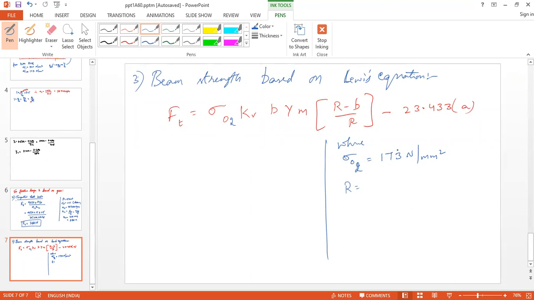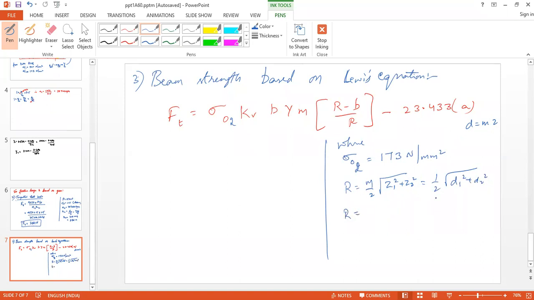What is the value of R? R is equal to 1 by 2 root of Z1 square plus Z2 square, multiplied by m. Or if I want to express this in terms of diameters, because we know the diameter, D is equal to mz. So in place of mz, I can write D. So this is equal to 1 by 2 root of D1 square plus D2 square.